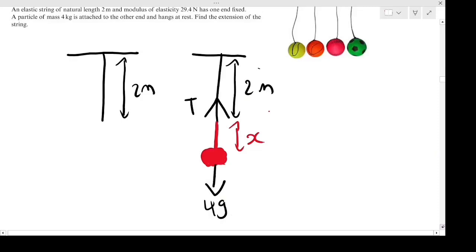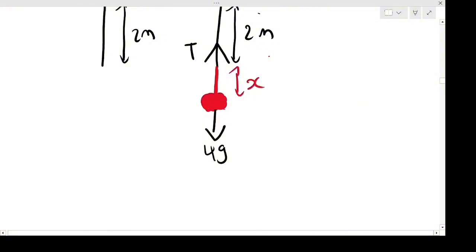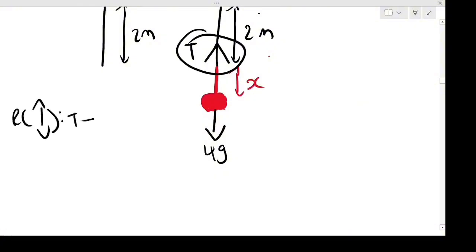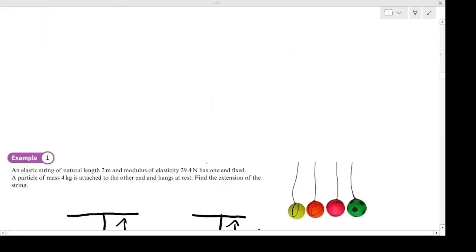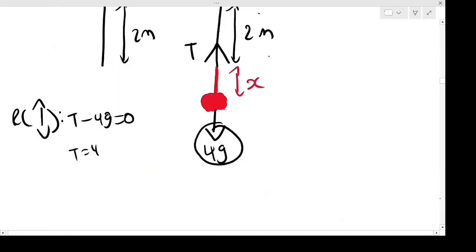So what I can do then is, again, resolve up and down. My upwards force is T, take away the 4g acting down. That's going to equal 0 because, again, there's no acceleration because it's at rest. So that means T equals 4g. Actually, if g is 9.8, that means T is 39.2. And there we are. That's my tension force.